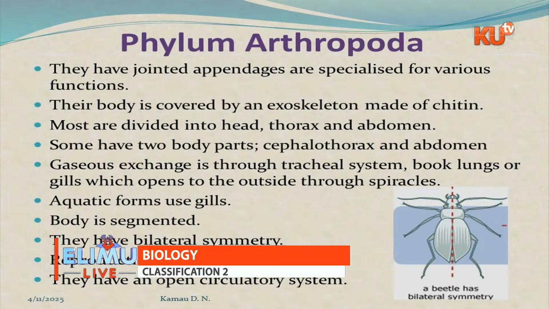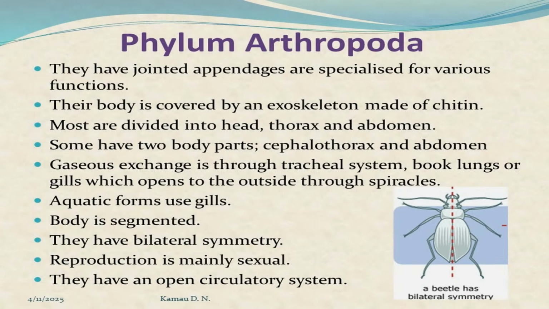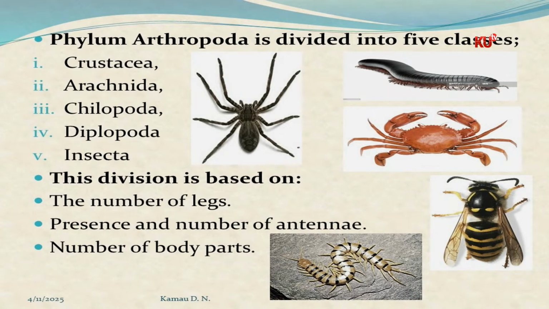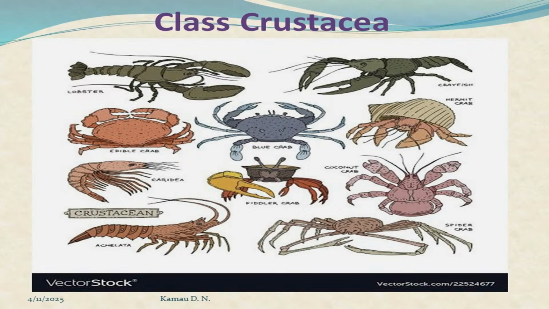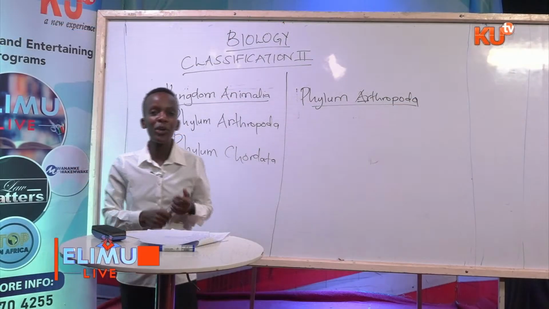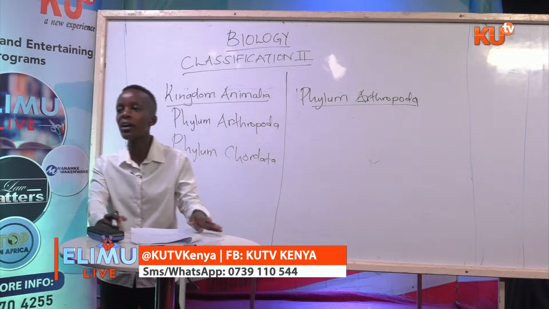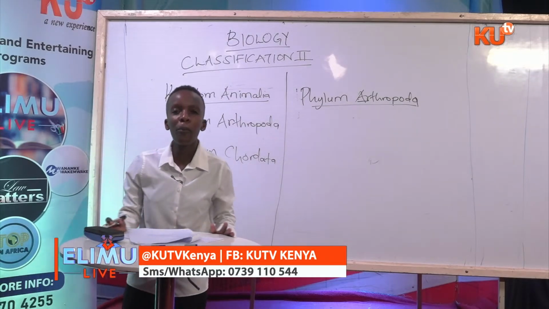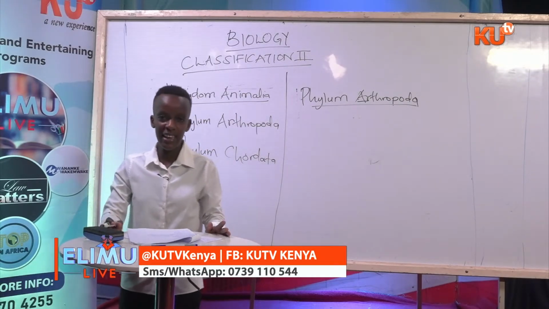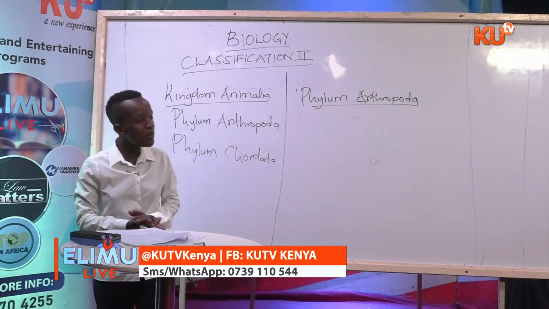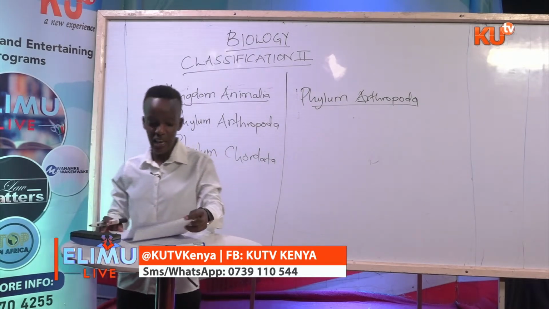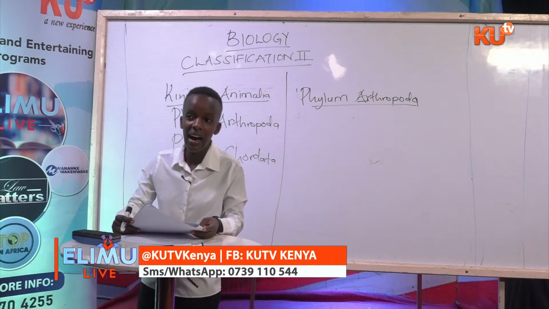Some of the general characteristics of animals include that they are multicellular. This means they have a couple of cells. Then another one, animals have cells which lack a cell wall. This is to mean that when we were doing the cell in Form 1, we found that when we compare an animal cell and a plant cell, an animal cell lacks a cell wall, but a plant cell has a cell wall.